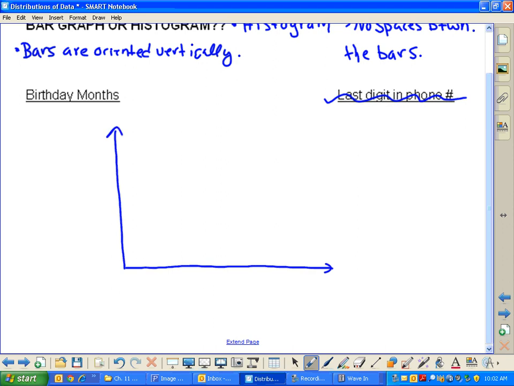And then ultimately, your X axis needs a scale and a title. Your Y axis needs a scale and a title. And the bars are going to be filled in according to these. So I'm going to go ahead. I'm going to need to make this a little bit bigger.